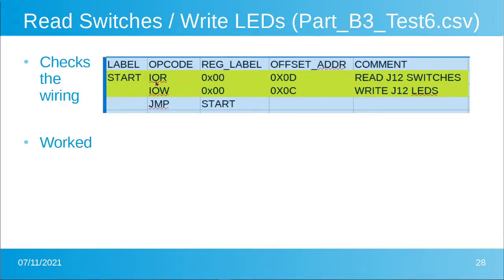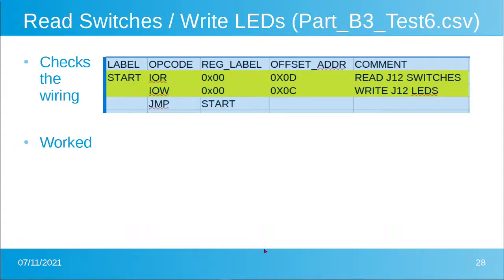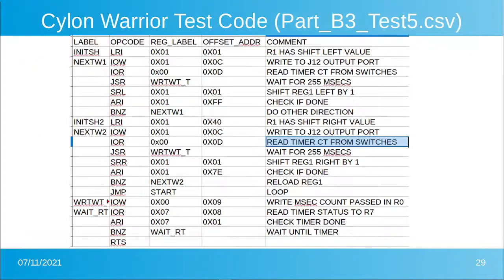Write a little piece of code that reads the J12 switches and writes it out to the LED and just loops forever. And I did that and it worked, so I knew I was wired correctly. Actually, it took a little bit of fiddling around. That was how I learned that this number was wrong. I should have fixed it here in the port map. Sorry about that. But that does work, so you can turn on a switch and the light will go on right above it. Cylon Warrior test code just gets changed a little bit.